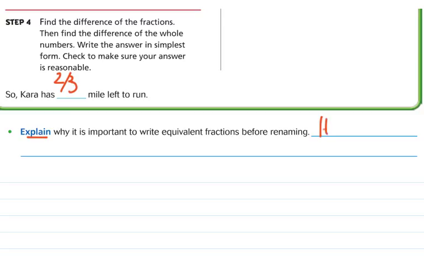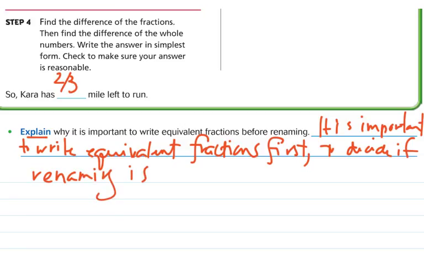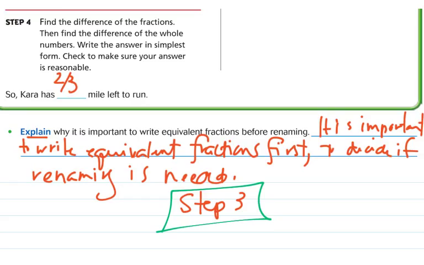So boys and girls, something we can say is it is important to write equivalent fractions first to decide if renaming is needed. And renaming, boys and girls, is what we did in step 3. And remember, the only thing that's new today for us, boys and girls, is step 3 in the renaming.